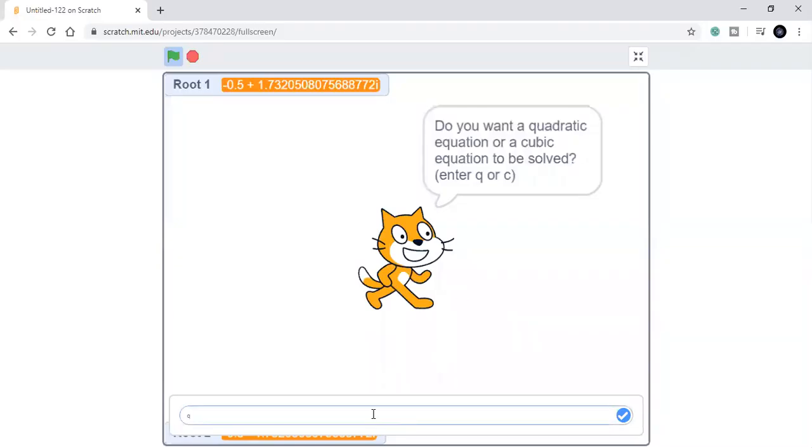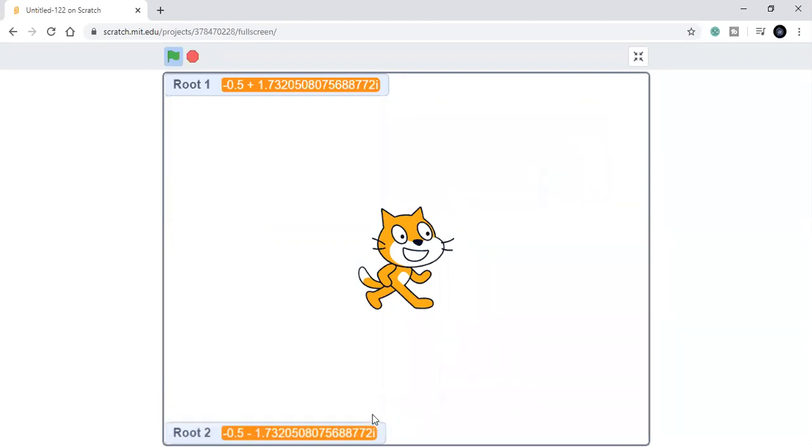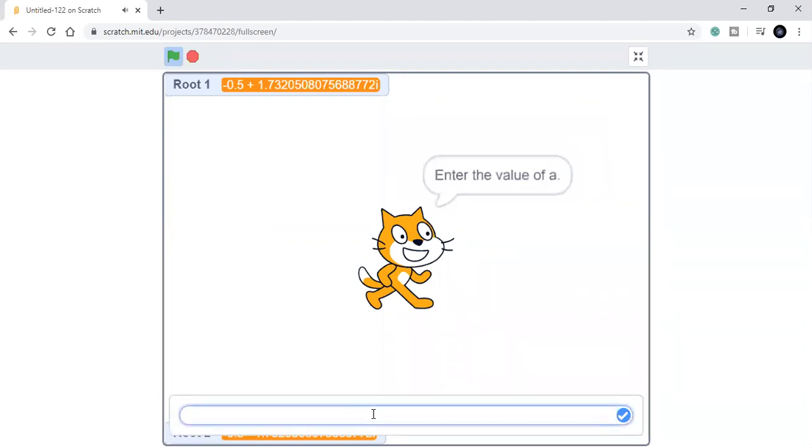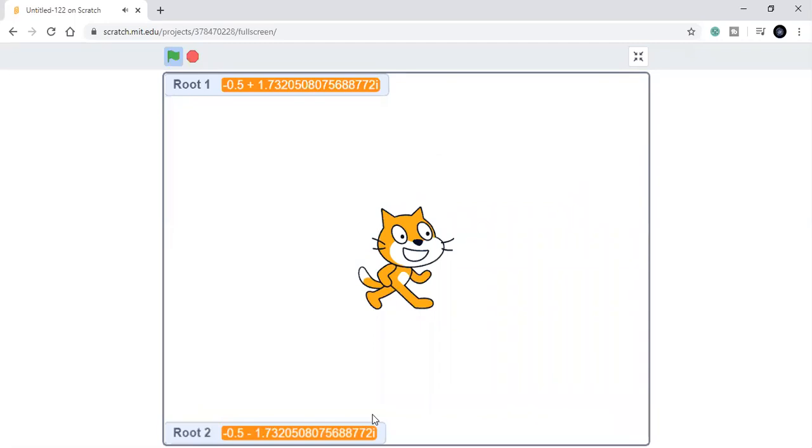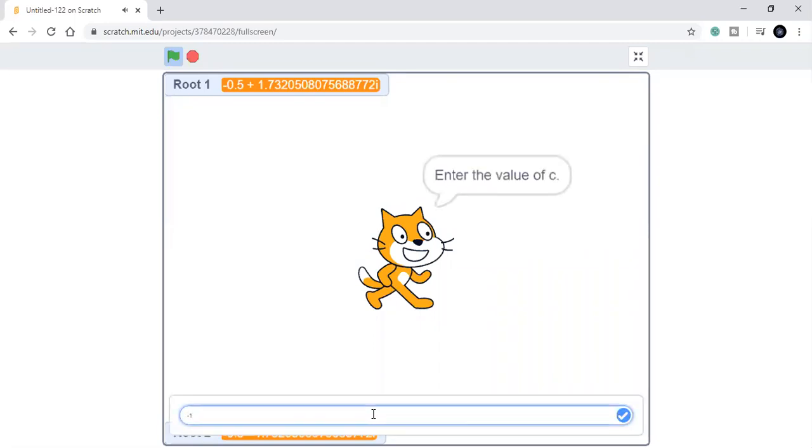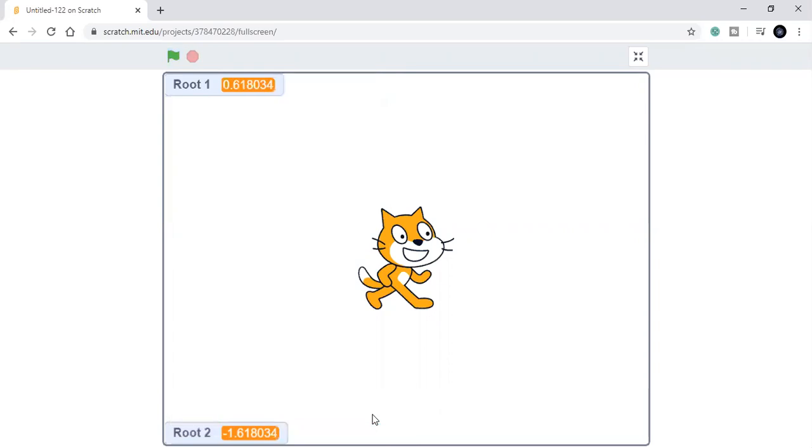Alright, I think about it. It's just that. At the end, it will say the answer will be what we entered for C. Enter the value of A. A is 1. Enter the value of B. 1. Enter the value of C. Negative 1. And we get our solutions.